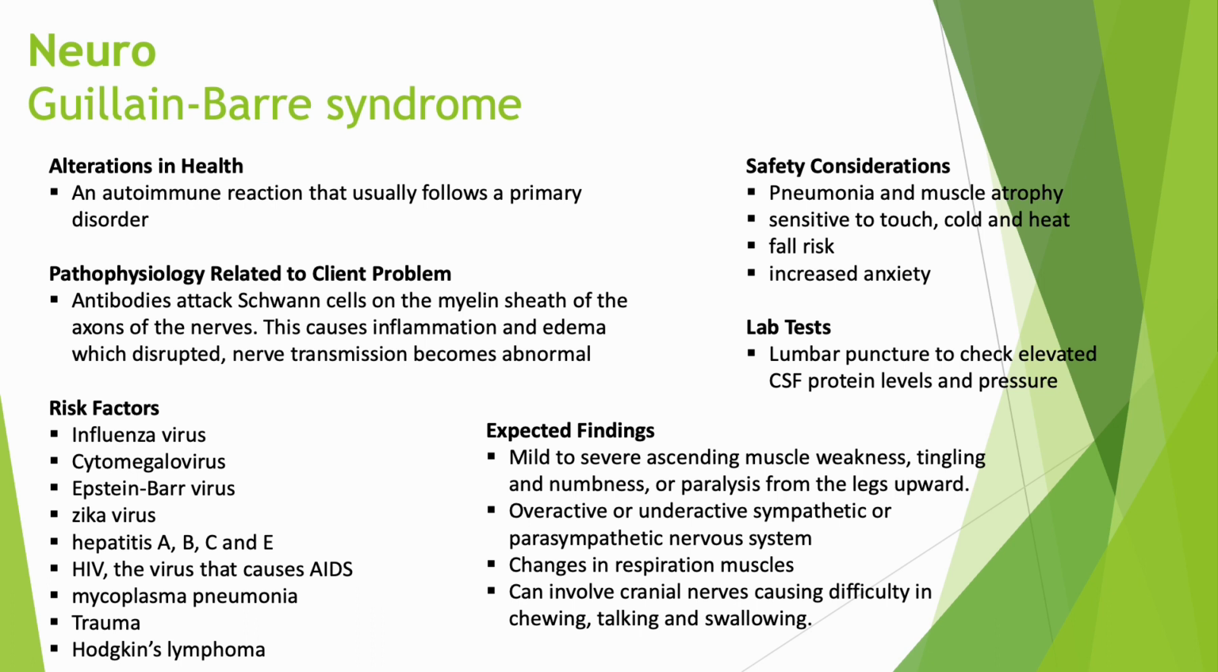All those are accurate. Expected findings: mild to severe ascending muscle weakness, as in it starts in the feet and goes to the head. Okay? So this is important because Guillain-Barré syndrome is not as scary as myasthenia. Can it go all the way up? Yep, it can. Can it cause problems swallowing? Yep, it can. Is it something that can be reversed with IVIG? It can. And besides having a fall risk and increased anxiety and muscle atrophy and it being a terrible thing, and us confirming it with an LP and getting CSF, it is not as scary as myasthenia.